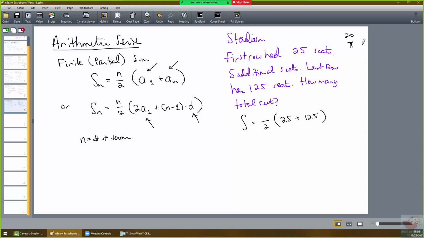All right. How do we find out for sure? We got to do some side work. Because I know how you got 20. You did 125 minus 25 divided by 5. Right? Okay.